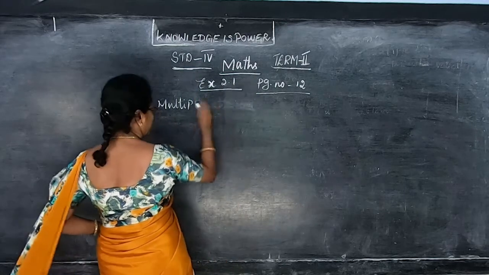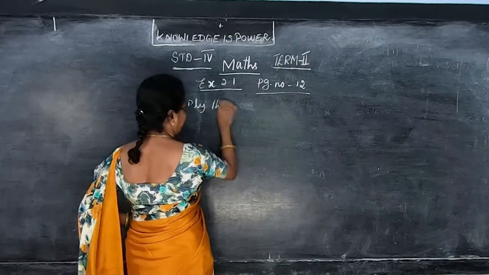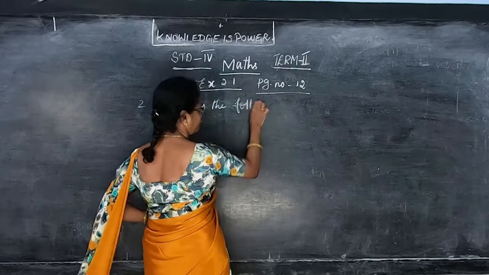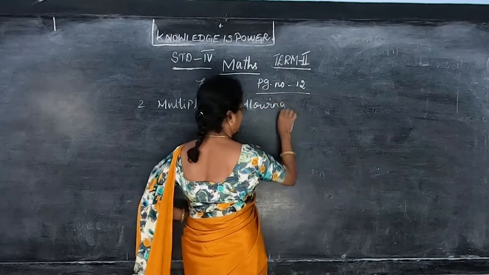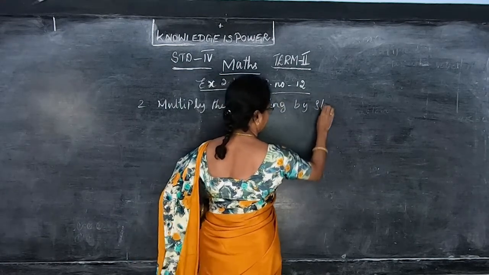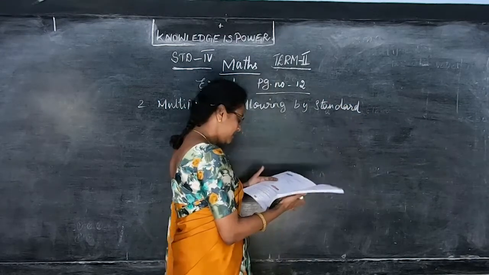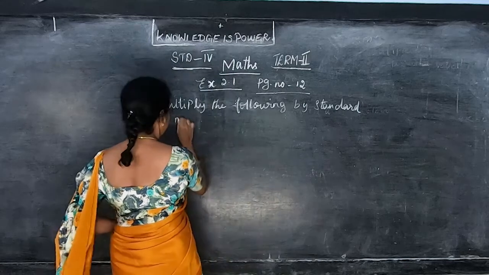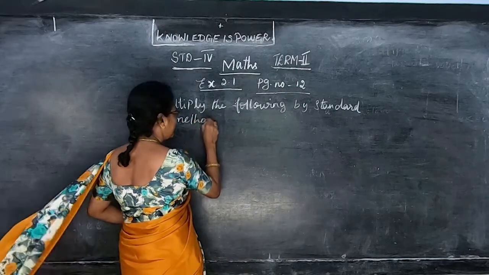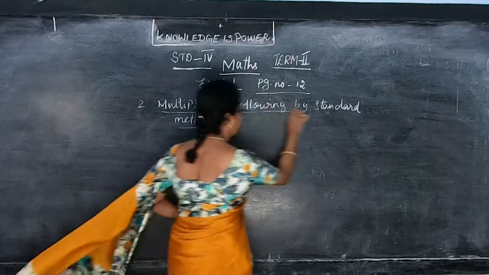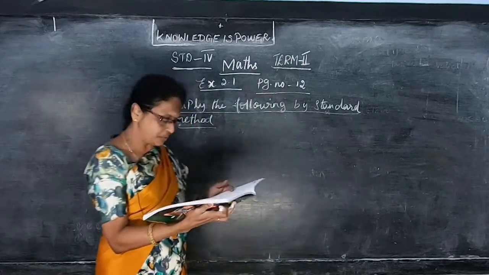They will ask the question like this: multiply the following by the standard method. Standard method means usually we multiply the numbers, no? Like that we have to multiply.